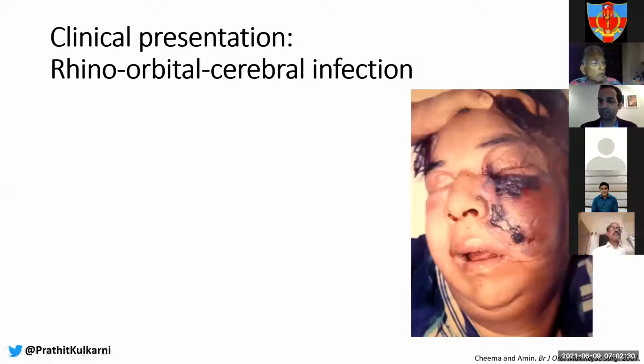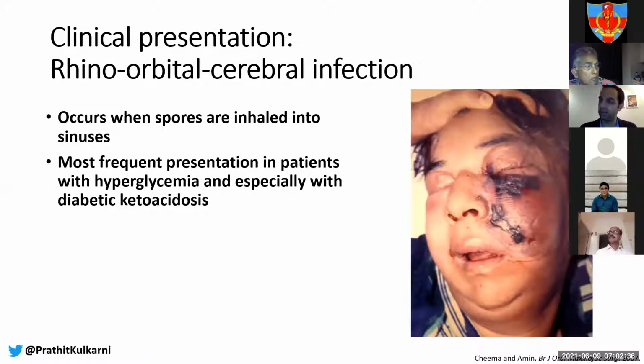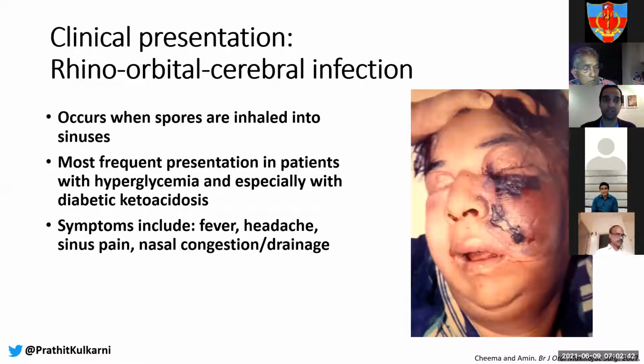This is a typical presentation of rhino-orbital cerebral infection. It occurs when spores are inhaled into the sinuses. It's the most frequent presentation in patients with hyperglycemia and especially with diabetic ketoacidosis. Of course, everyone knows the common symptoms: fever, headache, sinus pain, nasal congestion.